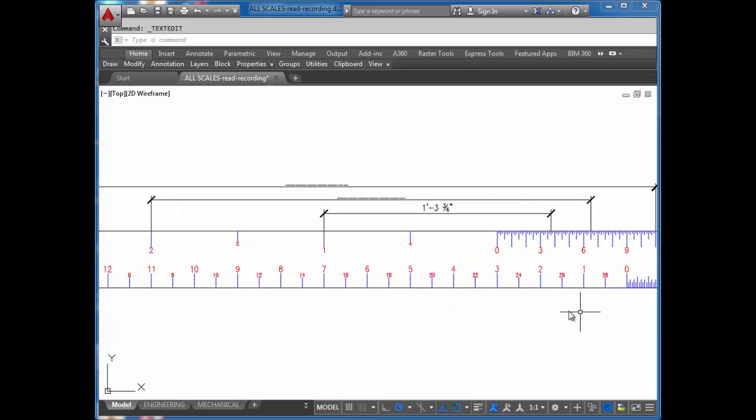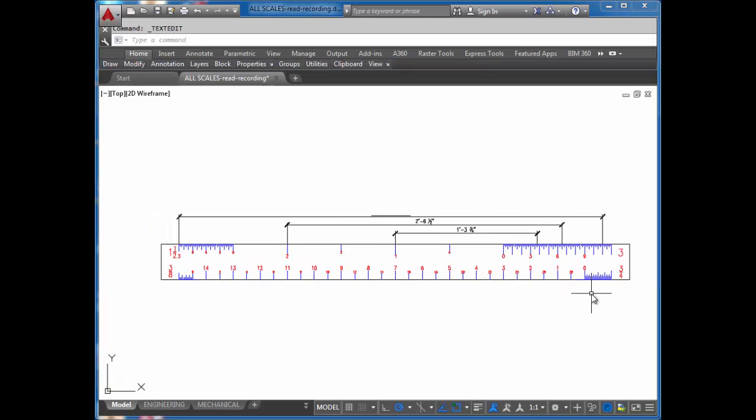The next dimension is 2 whole feet. 6, this is 7, so that has to be half an inch. 6 1/2 inches.